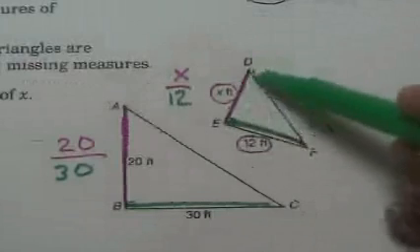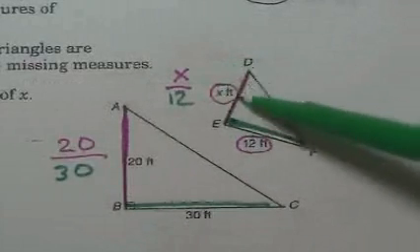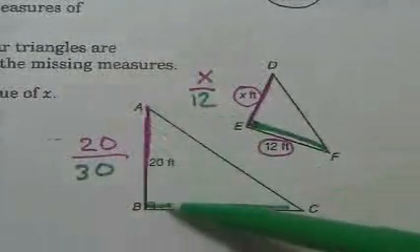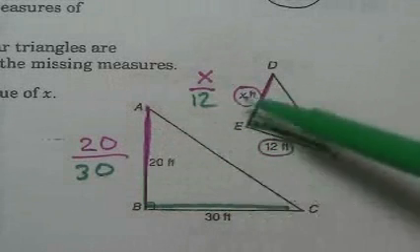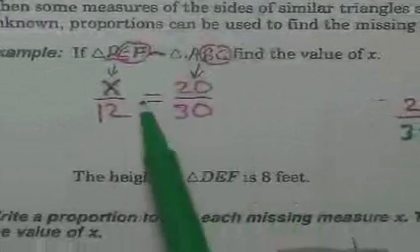Just going back to the triangles again. X over 12, this side over this one, is equal to this side, AB, over this one. See how they match up? They're similar. So if they're similar, we can say that they are equal to each other.